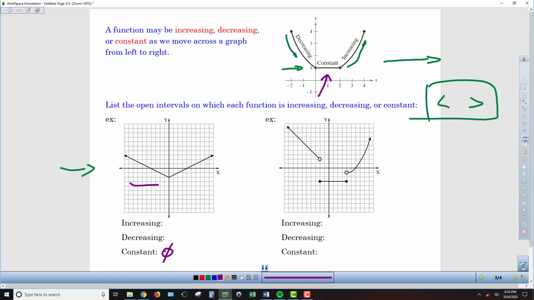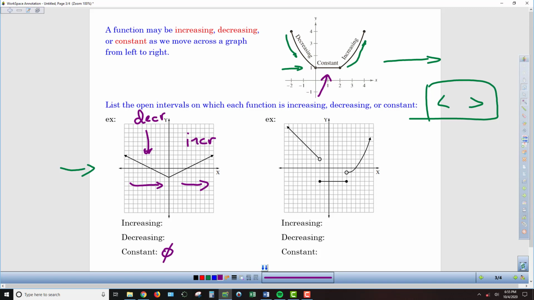Now, as we move across the graph from left to right, on this first part of the graph is where we are decreasing. So this is our decreasing branch. And then again, as we move across the graph from left to right, this is our increasing branch. What's tricky about how we describe where a function is increasing or decreasing is we use the x values to describe where the y values are either going down or going up.